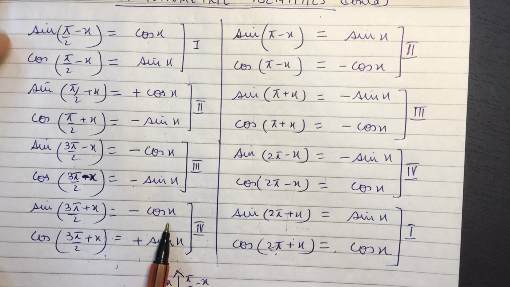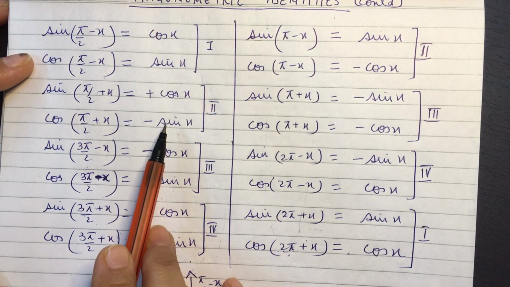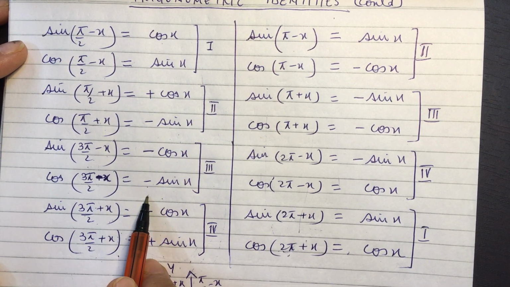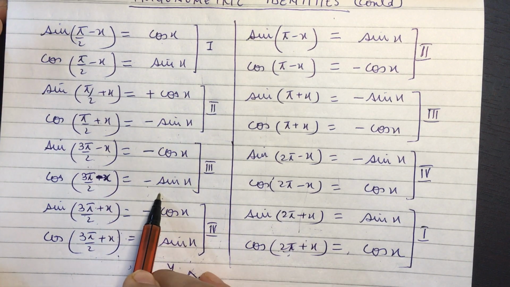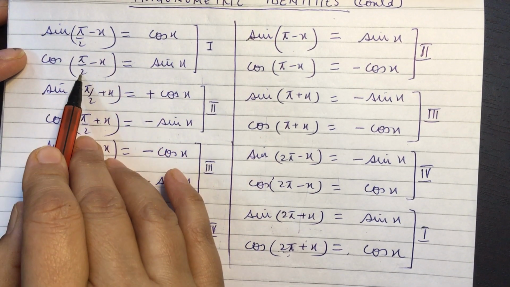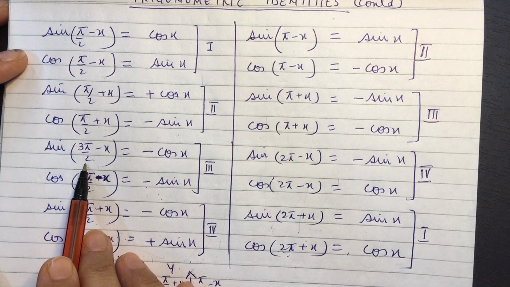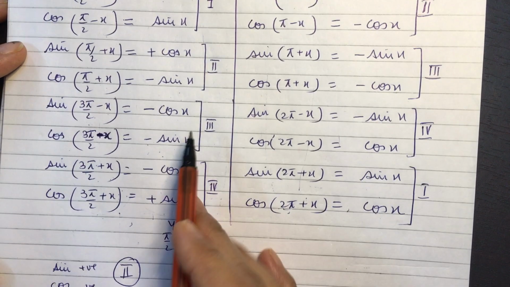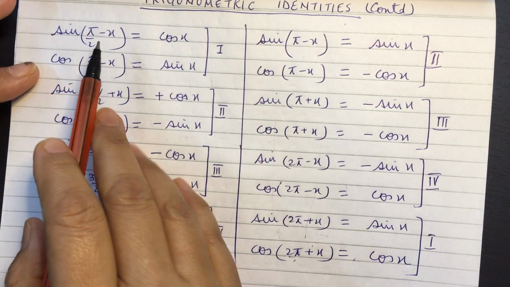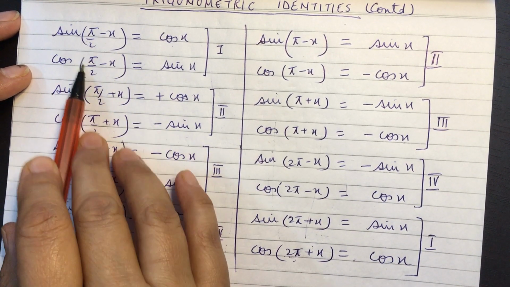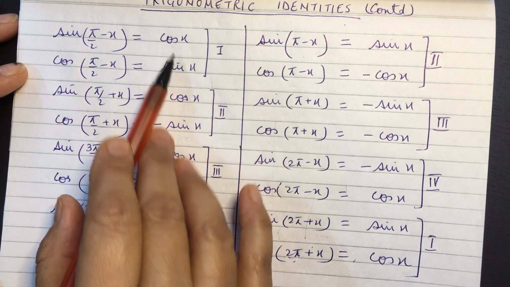The second point which we notice is that some are giving you a negative result, some are giving you a positive result. So now let's observe, when do we get positive, when do we get negative. Now pi by 2 minus x belongs to the first quadrant, pi by 2 plus x belongs to the second quadrant, 3 pi by 2 minus x belongs to the third quadrant, and 3 pi by 2 plus x belongs to the fourth quadrant. We know that both sine and cos are positive in the first quadrant, and so both these results are positive.